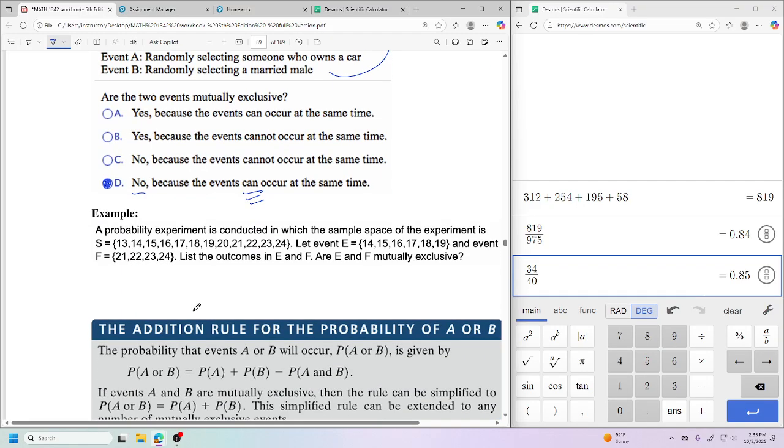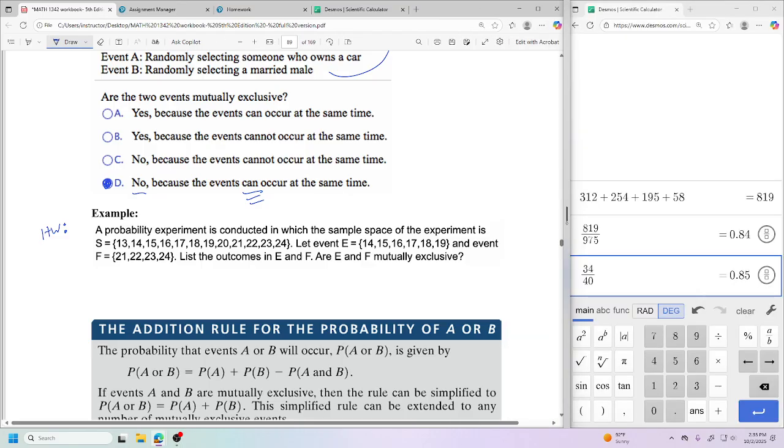Okay. So this is the one that's on the homework. Oh my goodness, and it was confusing to me. It's not hard, but it was just like so many numbers flying around. So we have E and we have F, and they're saying, are they mutually exclusive? So don't even look at S for a little bit. Just look at E and F. Do they have anything in common? So that's my question. Does E and F have any in common? Right here and right there. So those numbers.